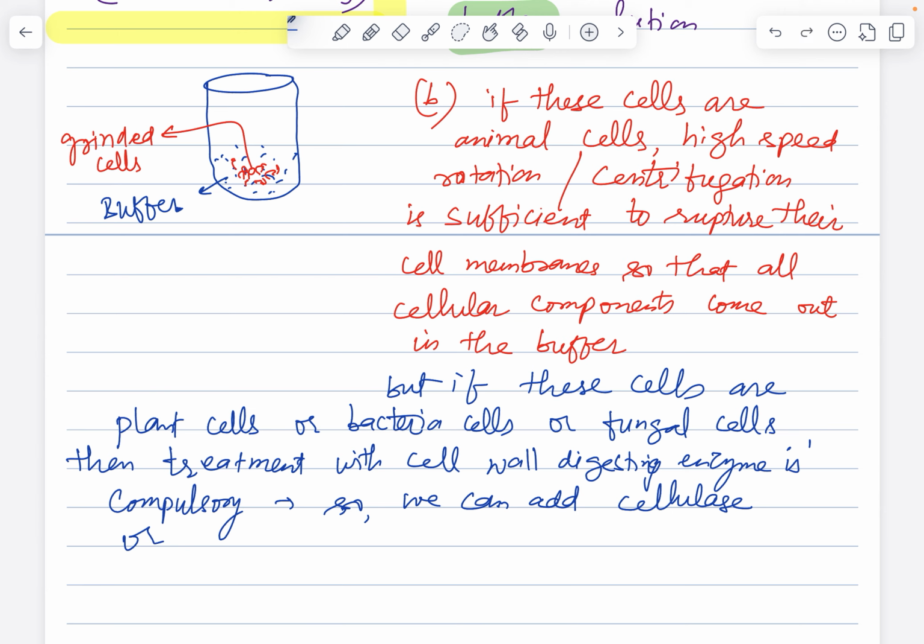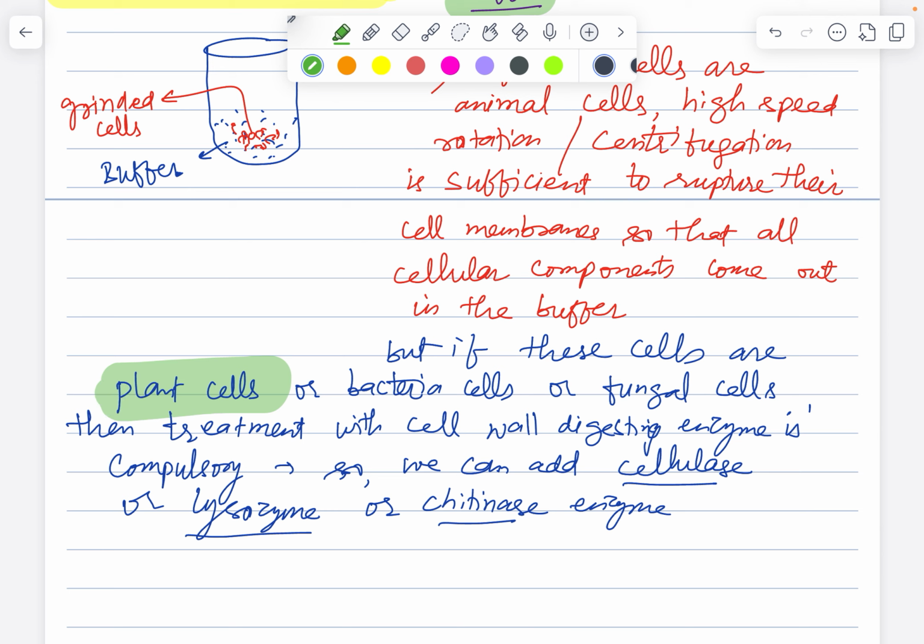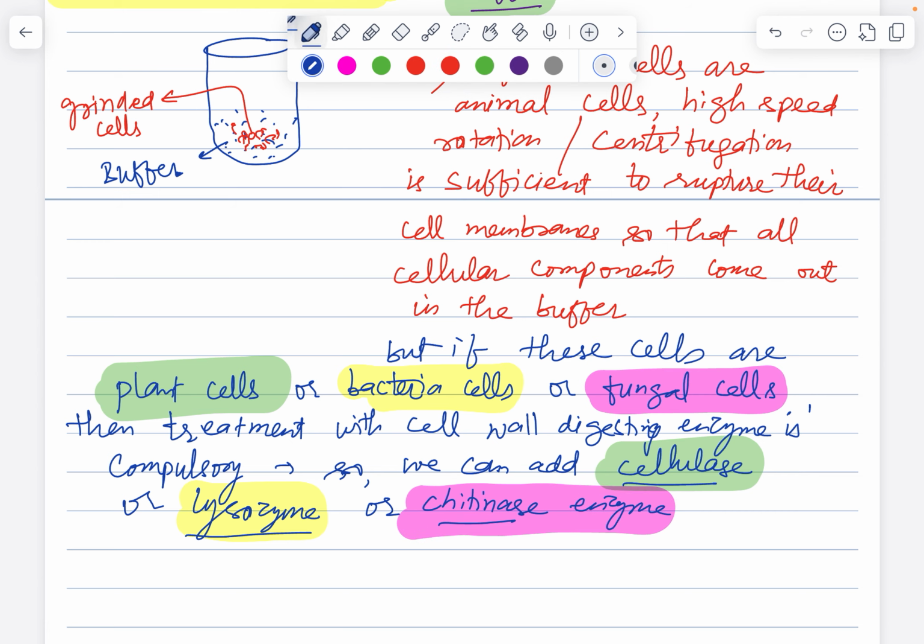Or if you're extracting the genome from a bacteria cell, walls are made up of peptidoglycans, and who digests peptidoglycans? Lysozyme. Or if you're extracting the genome from a fungal cell, what should you add now? Chitinase, because fungal cell walls are made up of chitin. So if you're extracting the genome of the plant cell, you have to add cellulase enzyme. If you're extracting the genome of bacteria cells, you have to add lysozyme. If you're extracting the genome of, let's say, a fungal cell, you need to add chitinase enzyme.